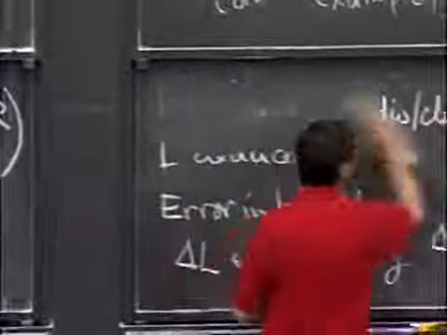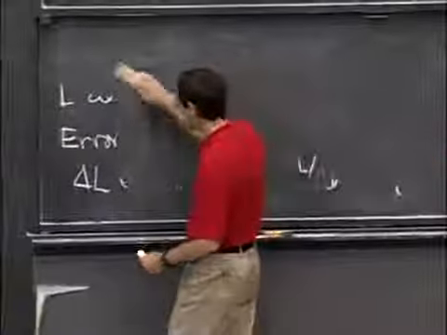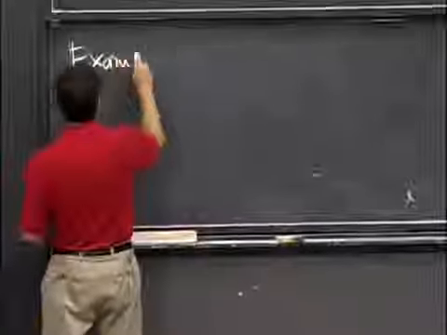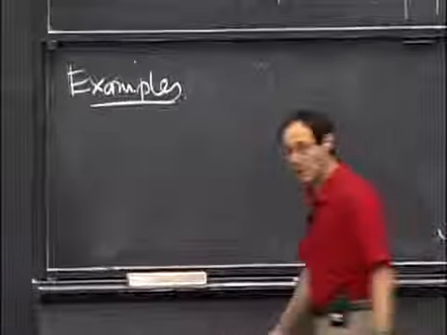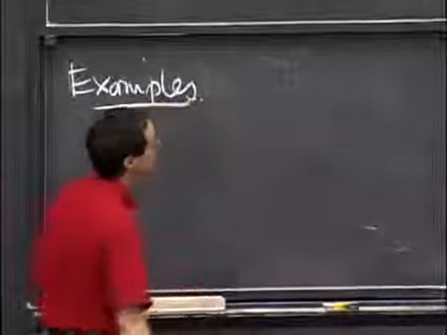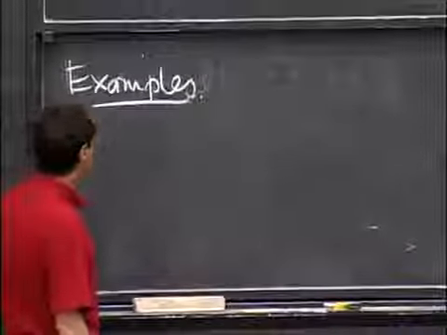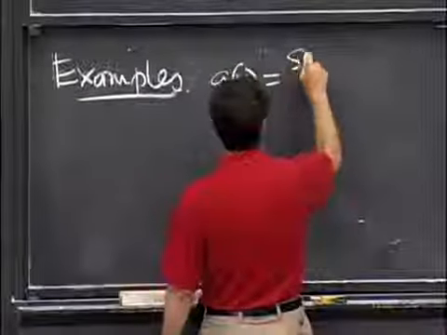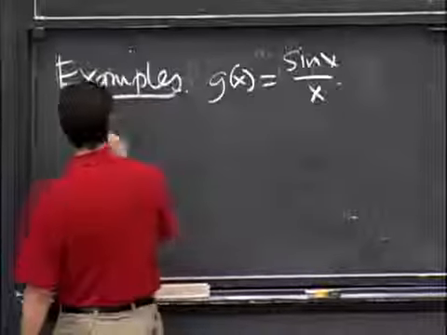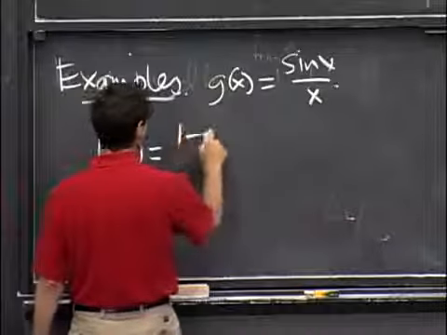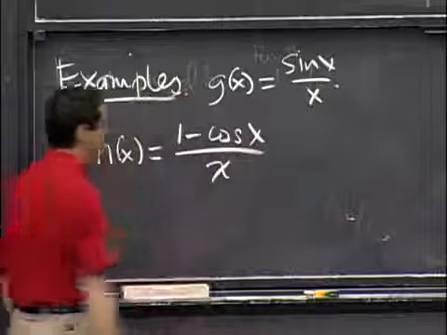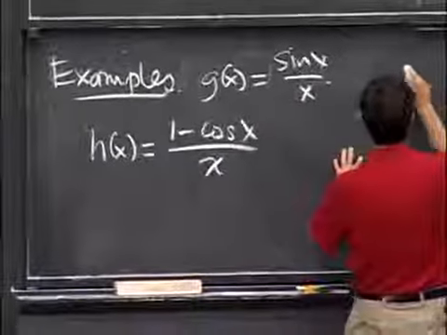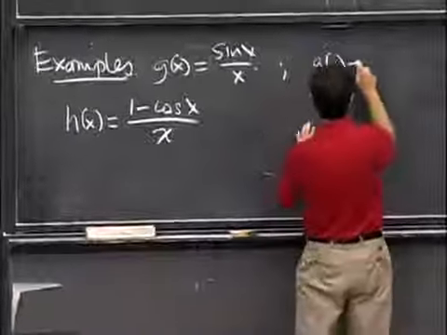Now let me give you an example of this, or actually a couple of examples. These are quite important examples which we'll be working with in just a few minutes. So the first is the function g of x, which is sine x over x, and the second will be the function h of x, which is 1 minus cosine x over x. So we have a problem: g of 0 is undefined.